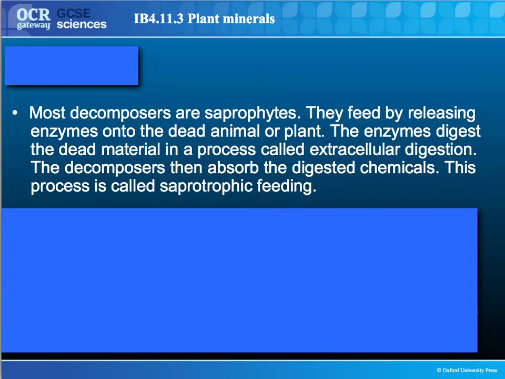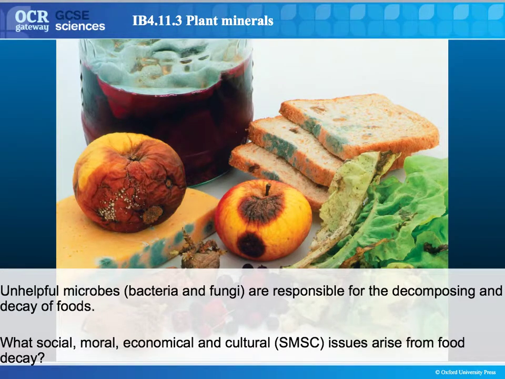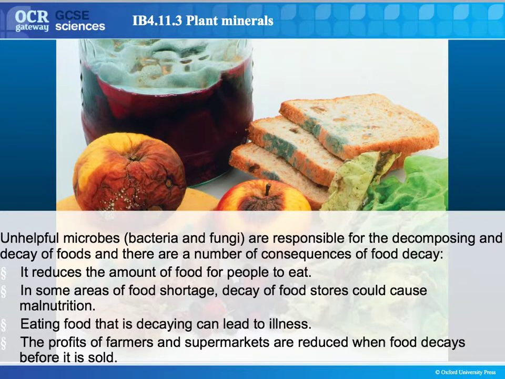is what we call saprotrophic feeding. As useful as decay can be to us when it comes to sewage and compost, it can also be quite a bit of a pain. This is because they can decompose and decay food. There are issues with this. The decay of food in some areas can lead to food shortages, and that can lead to starvation and malnutrition. Also, eating this decaying food could lead to an illness directly from eating it.